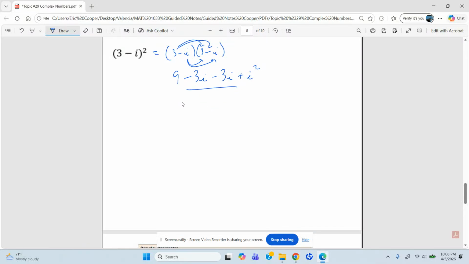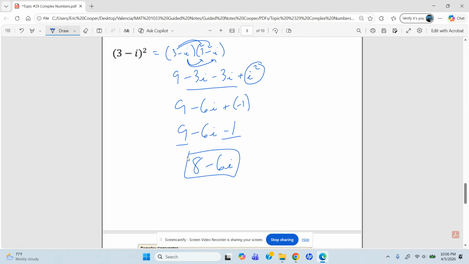Here this will combine, 9 minus 6i. And here the i squared becomes negative 1. And this is plus negative 1, so we can really rewrite this as a minus 1. 9 minus 1 gives me 8. So I have 8 minus 6i as our answer. Again, this is left in the form of the real part first and the imaginary part second.